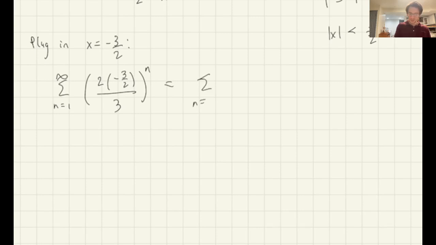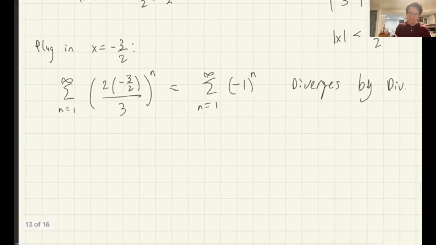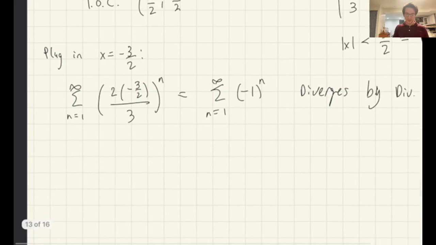which is just like last time. Very frequently, you're going to get a lot of sums of ones or minus ones to the n. So the 2/3 cancels with minus 3 halves, and I get minus 1 to the n, which diverges by the divergence test. So I don't include the left endpoint.